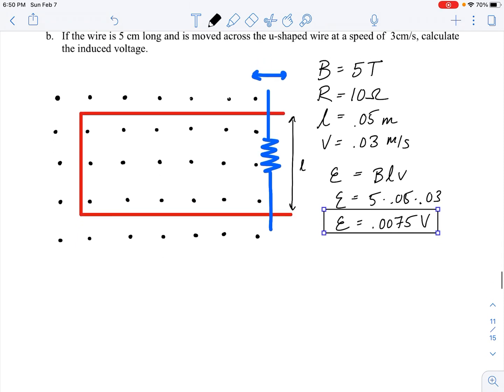Okay, now I'm going to add a couple of bonus questions. You love bonus questions, don't you? Bonus question 1. This one should be pretty straightforward. Find the current.